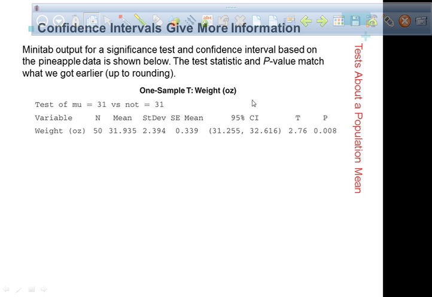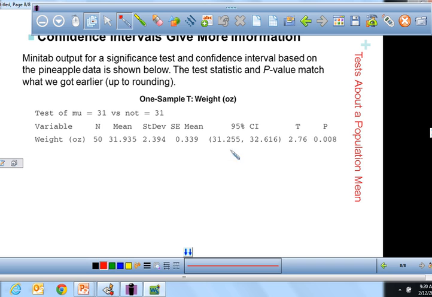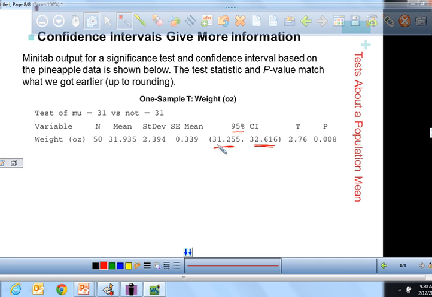And then they also give you a confidence interval, which says that from here to here. A confidence interval on the sample that we got is really telling us that we are, I think it's 95% confidence, yeah, right here, 95%. So we're 95% confident that the true population mean weight of the pineapples, now that we put the irrigation system in, is between 31.255 and 32.616, which means that what we have should fall in this range, which we do.